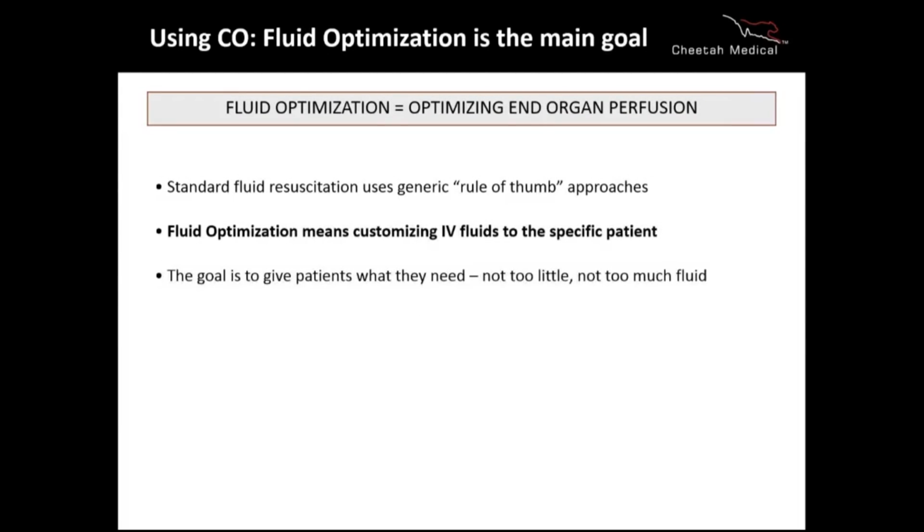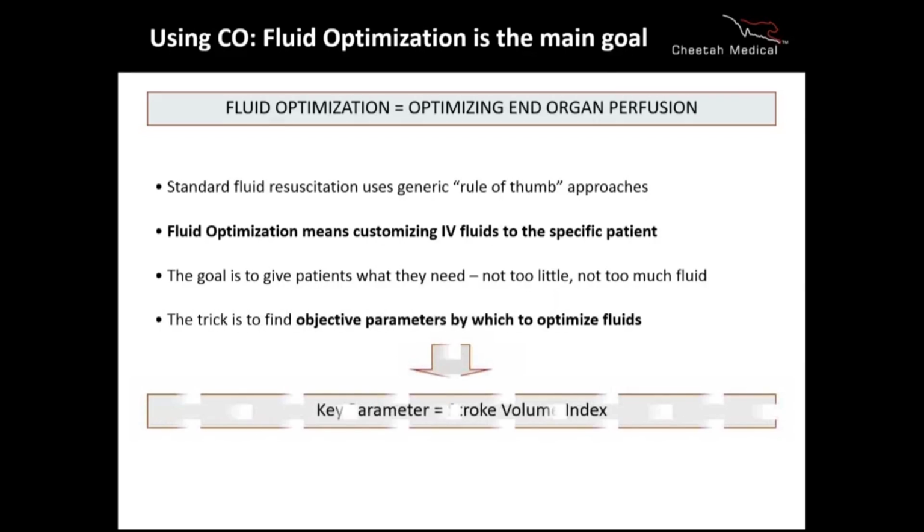Fluid optimization is the most important thing for end-organ perfusion and tissue oxygenation. Standard fluid resuscitation uses a generic rule of thumb approach. Fluid optimization really means that you customize that IV fluid for that specific patient, at that specific time. The goal is to give patients what they need, not too little and not too much. Now the trick is to find the objective parameter by which you can optimize that fluid. And in this situation with the Cheetah NICOM, the key parameter is the stroke volume index.